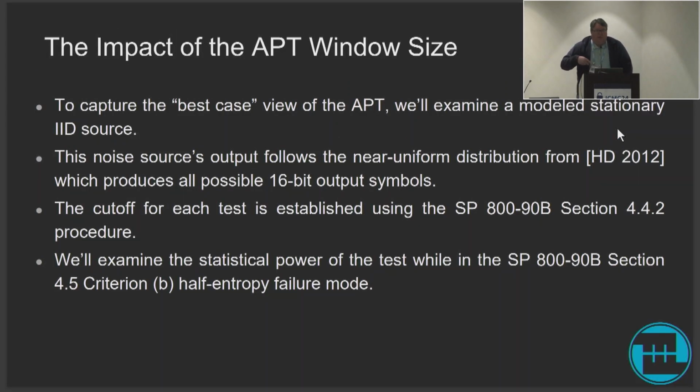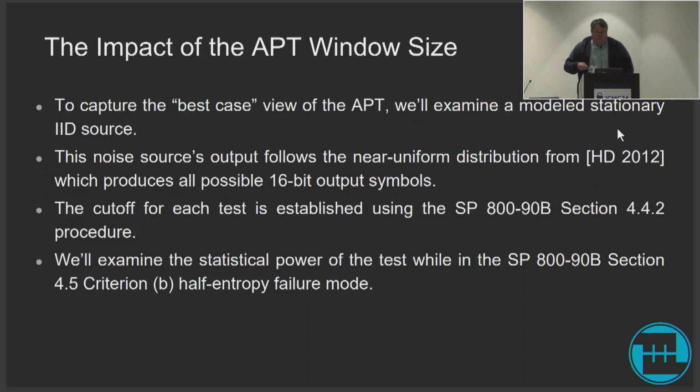So if we want to explore how window size really impacts this, let's look at the APT window size in a best case view. This is a little bit of a weird shift. For all the rest of the presentation I'm saying it's almost certainly the case that your noise source is not IID and is not stationary, but now, for our example, we assume IID and stationary, because we're trying to show the APT in its best light. This is the situation that it was really designed to test. So if we're trying to understand how the window size affects it, it makes a lot of sense to look at the situation it was designed for.